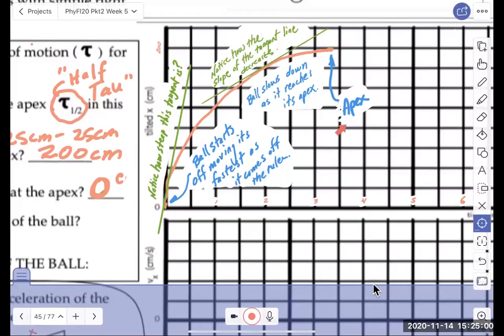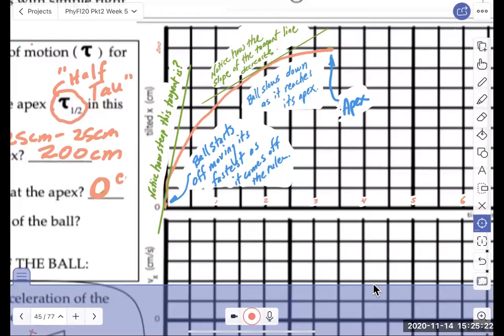That's the apex. Apex is always the highest point the ball gets, or if you're jumping over a creek, the highest point that your body achieves, your center of mass, that's the apex. Okay. All right, so the ball starts off moving fastest at the beginning, and then it starts to slow down as it reaches the apex.